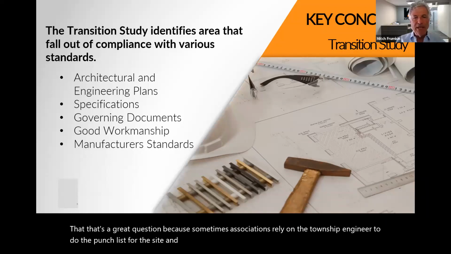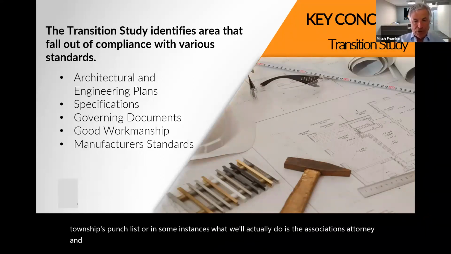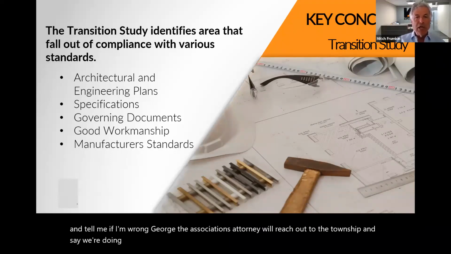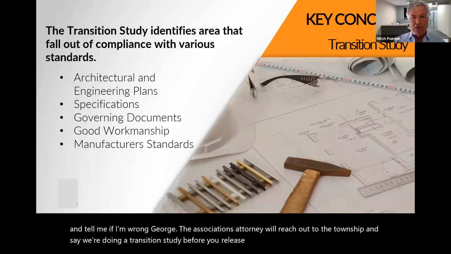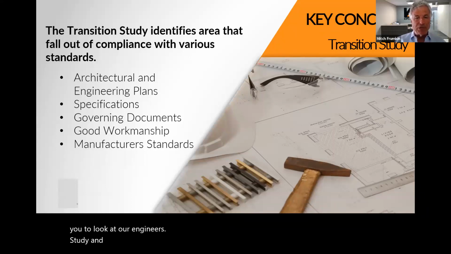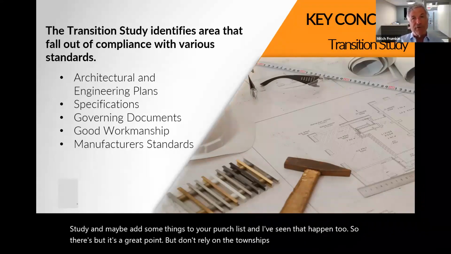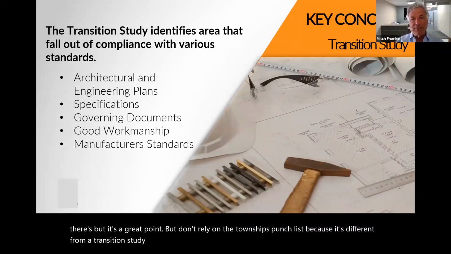And in many instances, we will ask and or get a copy of the township's punch list. Or in some instances, what we'll actually do is the association's attorney, and tell me if I'm wrong, George, the association's attorney will reach out to the township and say, we're doing a transition study. Before you release any of the performance bonds, we want you to look at our engineer's study and maybe add some things to your punch list. And I've seen that happen too. But it's a great point, but don't rely on the township's punch list, because it's different from a transition study, but at the same time, you can absolutely work together and it can help you.